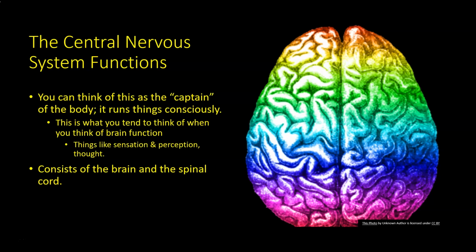Severing the spinal cord, for example, is something that cannot be recovered from, though medicine is working on it. Losing the ability to walk or talk because you've had a stroke, on the other hand, can typically be relearned. We call that neuroplasticity, and we'll talk about it later in the unit. All right, so your central nervous system is what you can kind of think of as the captain, and it runs a lot of that conscious functioning.